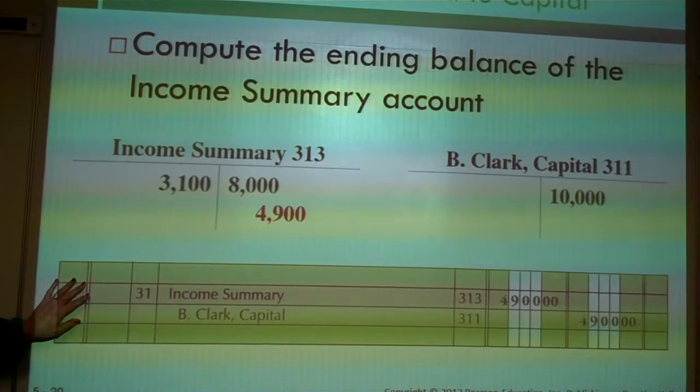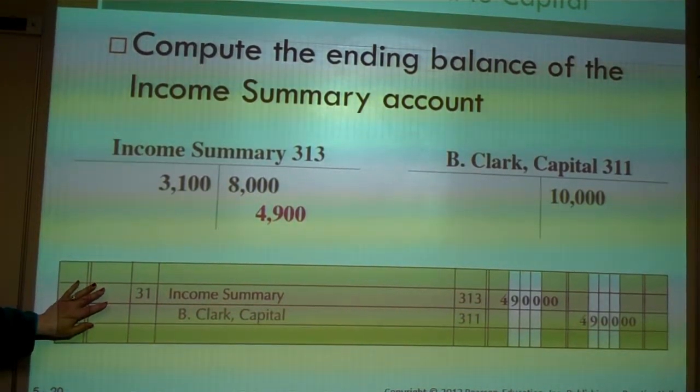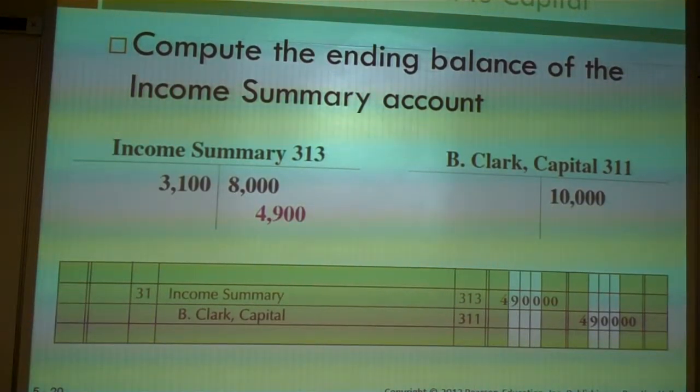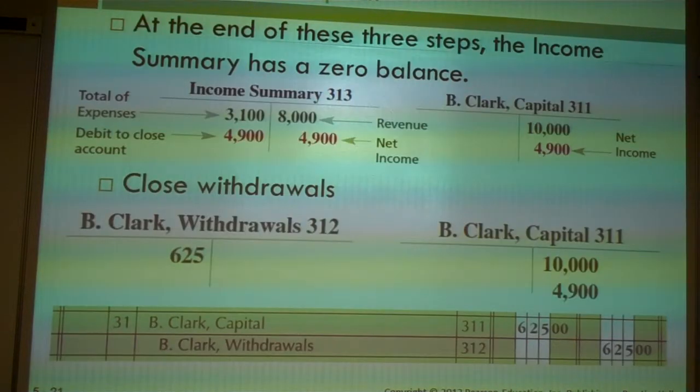Was this a net income or net loss? A net income. Because what did we do to capital with that credit? We made it go up. Okay. Now we have one more closing entry to do. Does anybody remember what it is? Starts with a W. The withdrawal. All right. Well, here they're giving us another example of how we close that.